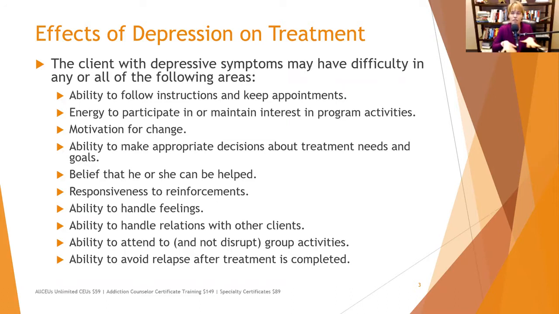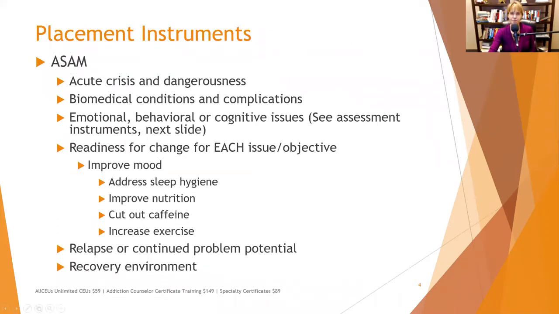We want to look at all those biopsychosocial markers to make sure that they are not setting themselves up for a relapse. So the ASAM, when we're working with clients with co-occurring disorders, does actually have a co-occurring form, but we want to use similar placement guidelines when working with clients who are depressed. First dimension, acute crisis and dangerousness. Are they in a place where they need to be hospitalized and under psychiatric care 24 hours a day?